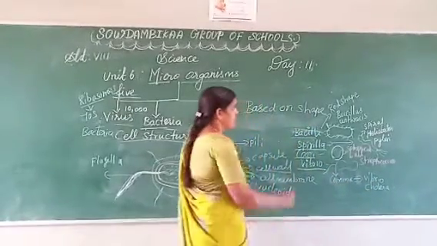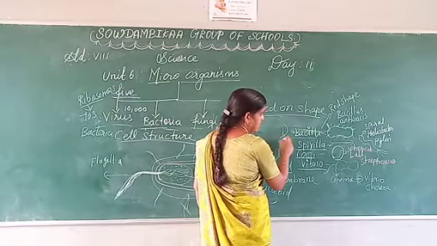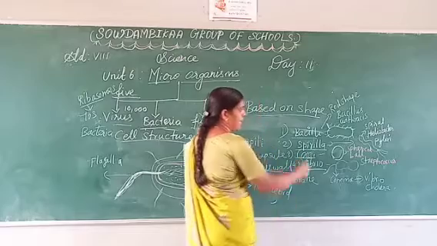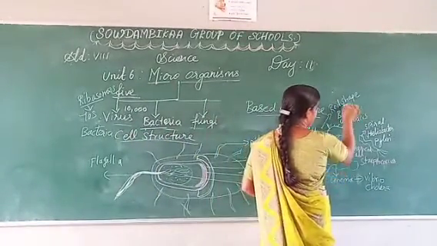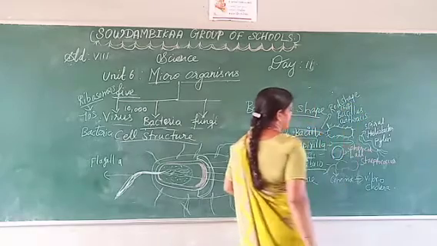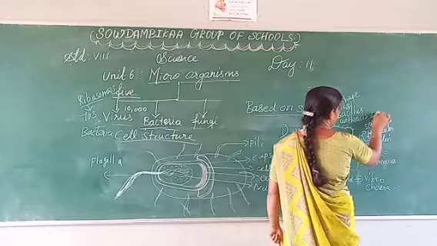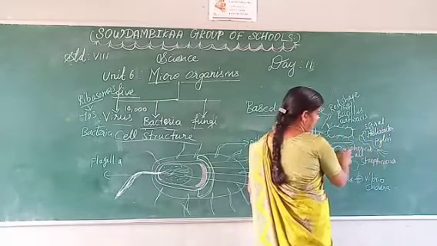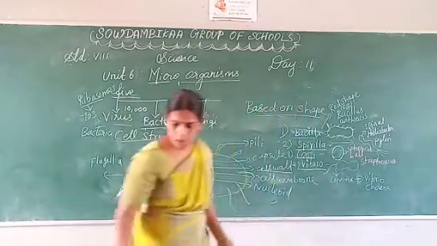Based on the shape, the bacteria are divided into 4 types: 1 bacilli, 2 spirilla, 3 cocci, 4 Vibrio. Bacilli are rod shaped, for example Bacillus anthracis. Spirilla are spiral shaped, for example Helicobacter. Cocci are ball shaped or spherical, for example Streptococcus. Vibrio is comma shaped, for example Vibrio cholerae.